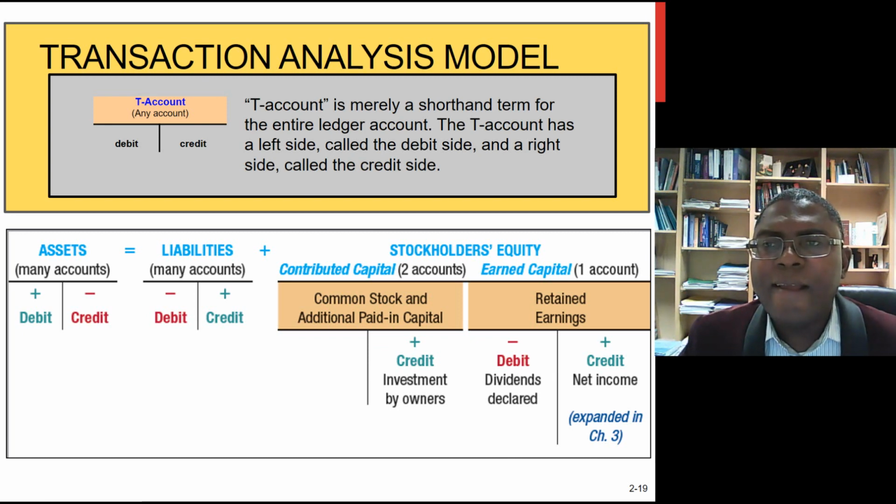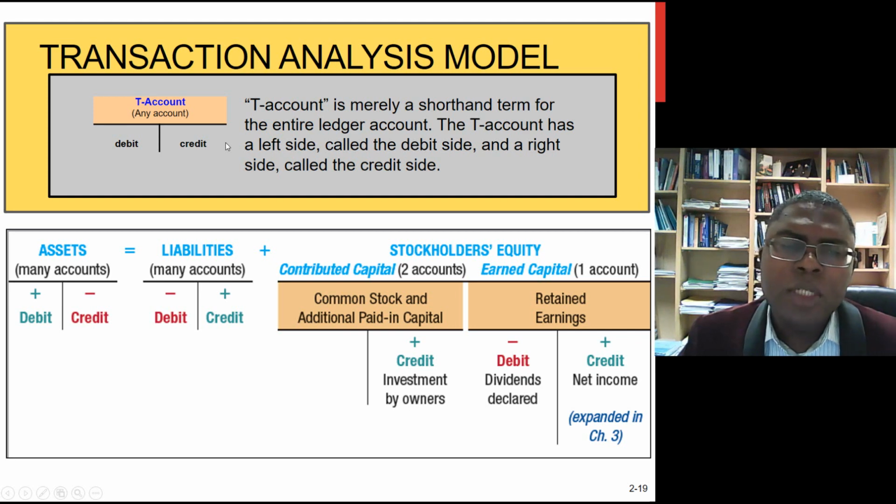Transaction analysis model. When we post into the general ledger, the T account is merely a short form, a shorthand term for the entire ledger account. The T account has two sides: the left side and the right side. The left side is called debit and the right side is called credit.